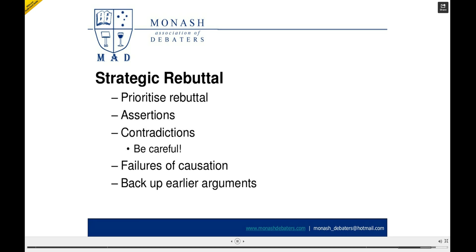And the last thing is, of course, a failure of causation. So what do you think that means? Right. So a great example of that is saying that the death penalty deters crime because having the death penalty in Australia meant that the crime rate reduced. What are some other reasons why the crime rate might reduce? More police, yeah. What else?